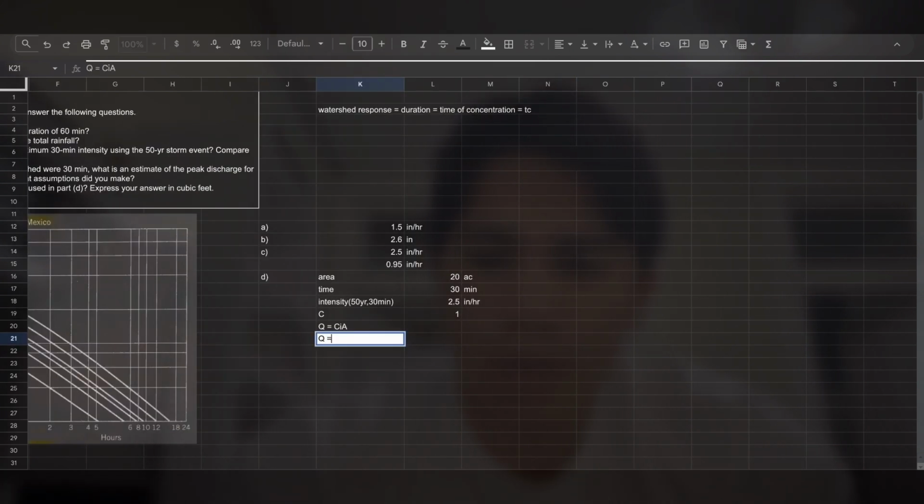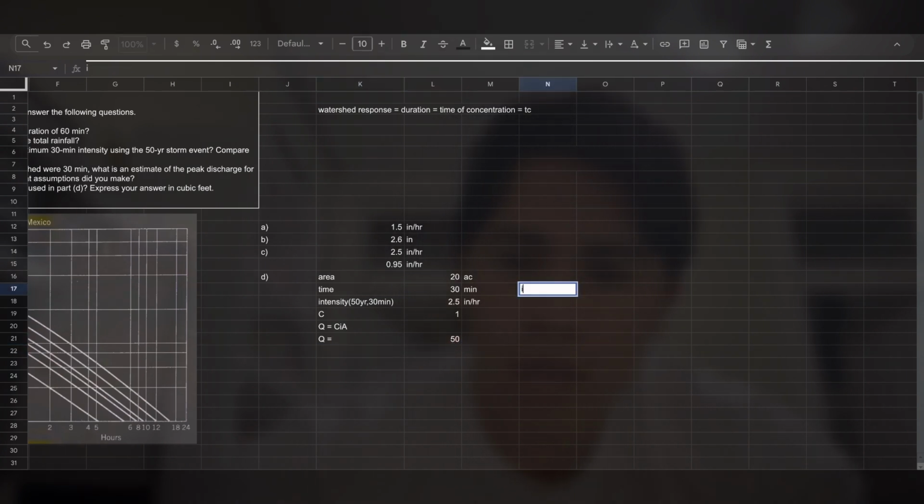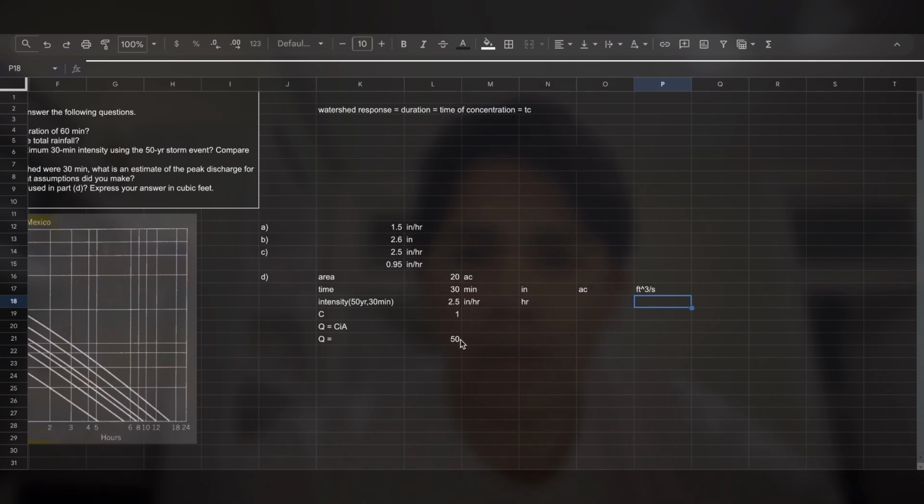Now let's solve for Q. C will be 1 times I, the intensity in inches per hour, times the area, 20 acres. If you remember, in the previous video, we saw that inches per hour times acres is about the same as cubic feet per second. So 50 inches per hour times acres is about the same as saying 50 cubic feet per second. And that's the answer for part D.